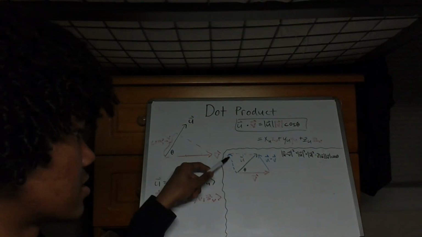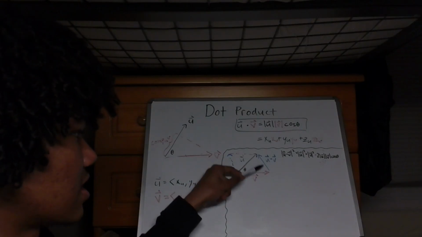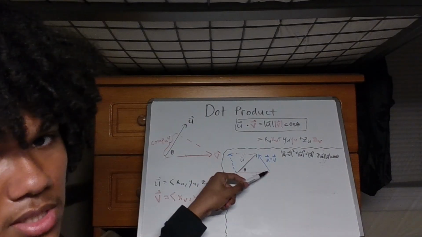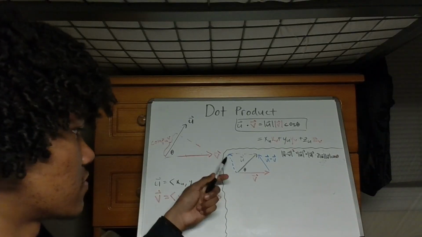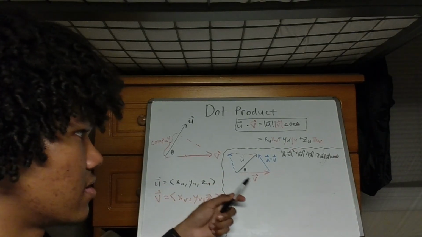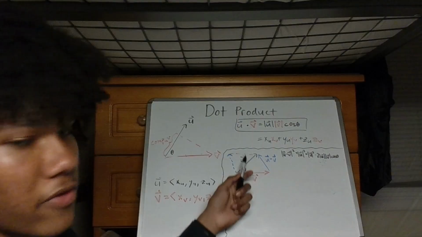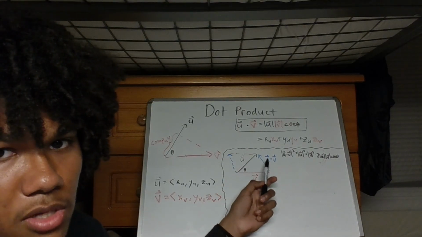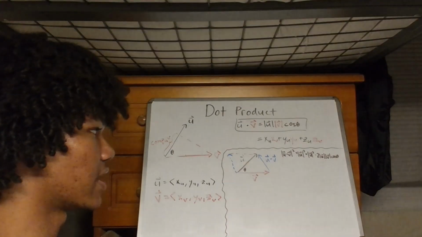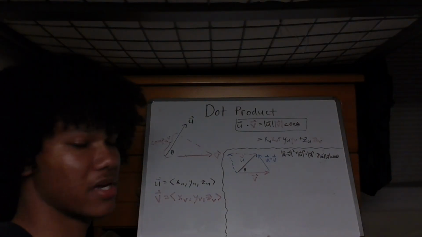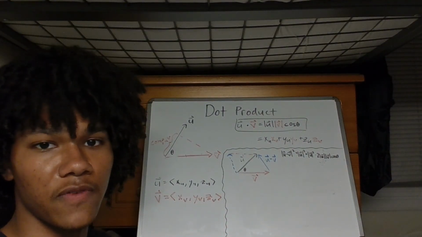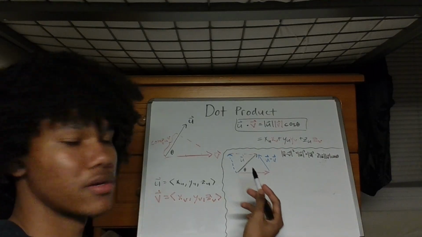And that resultant vector, see how it points the same as this? It's parallel to this vector right here. So this resultant vector is u minus v, and it's parallel to this one. So therefore, this vector right here is also u minus v. Given that, I'm going to now use the law of cosines on this triangle right here.